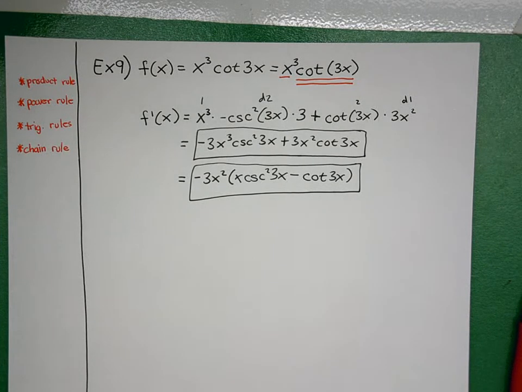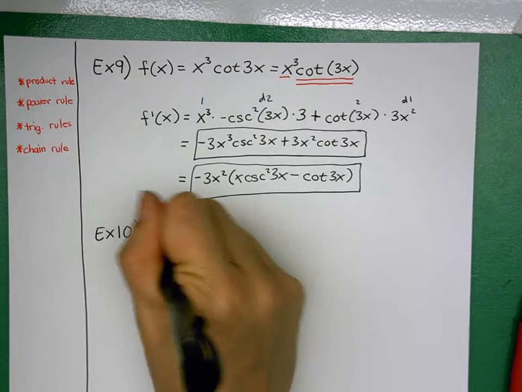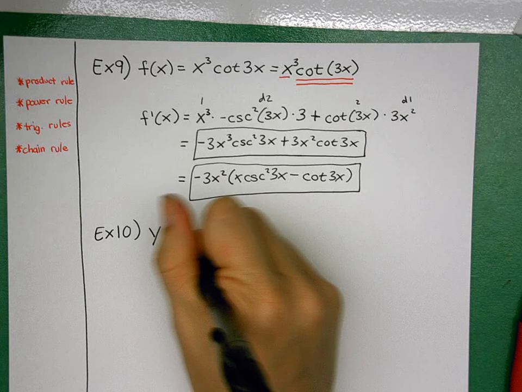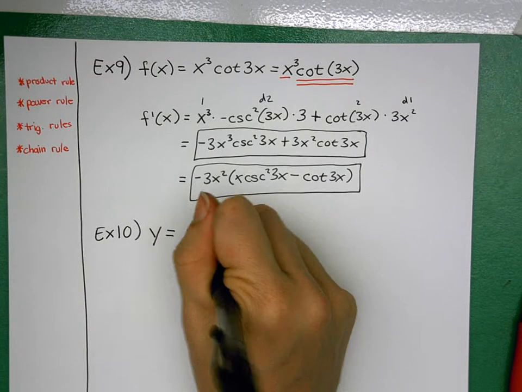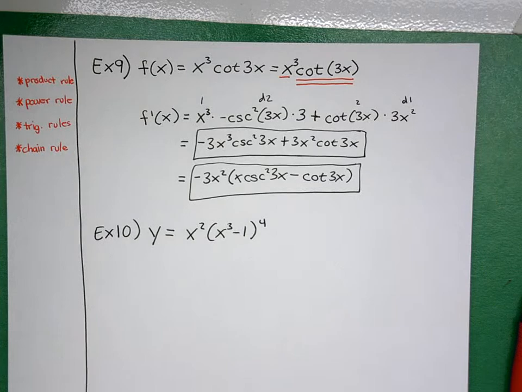Okay, example 10. Again, we're doing 3 of this style, so at some point make sure you're pausing the video and trying it on your own. Okay, x squared times the quantity of x cubed minus 1 to the 4th.